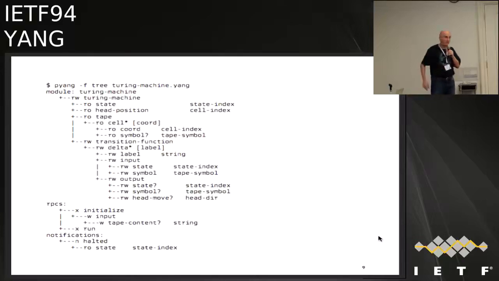And there is also one notification. The Turing machine is supposed to send this notification as soon as the computation halts. And it also sends as a parameter the state in which the Turing machine has ended up, right? So the main point of doing this is to have all areas that a Yang data model can cover. That means read-only state data, read-write configuration data, RPCs, and notifications.